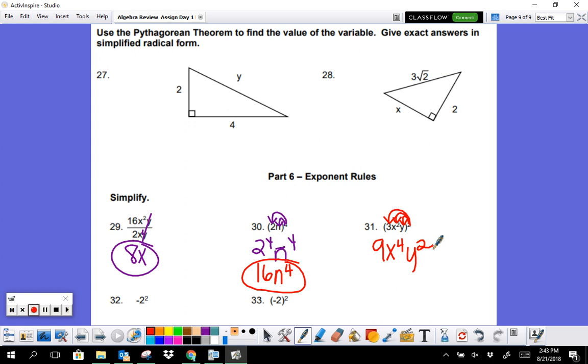Number 32 and 33, I'm typing those in the calculator. It's just numbers. You don't want to make the mistake of thinking you know how to do this and then not. So just check it in there. So 32 is -4. And if I type 33 in, it's going to tell me it's 4.